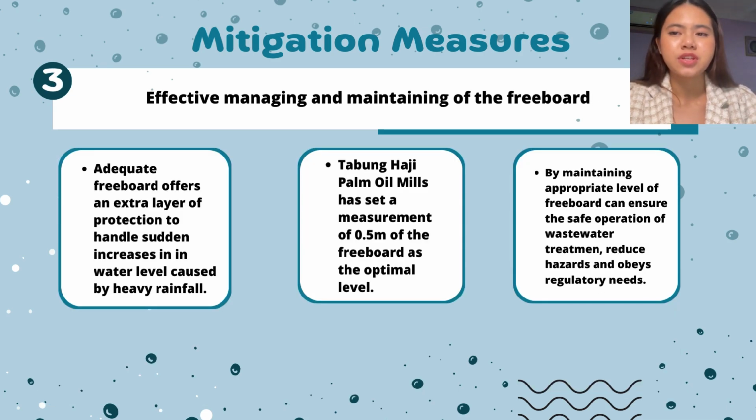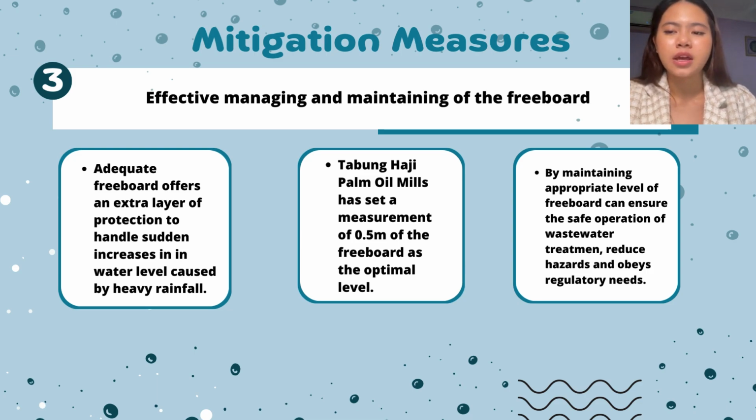The third mitigation measure is effectively managing and maintaining the freeboard, which is also one of the vital mitigation measures in the treatment units of POME. Particularly in open pond systems, adequate freeboard offers an extra layer of protection to handle sudden increases in water level caused by heavy rainfall. This is especially crucial in areas with a lot of precipitation or during monsoon season, when heavy rainfall can cause water levels to rise quickly.